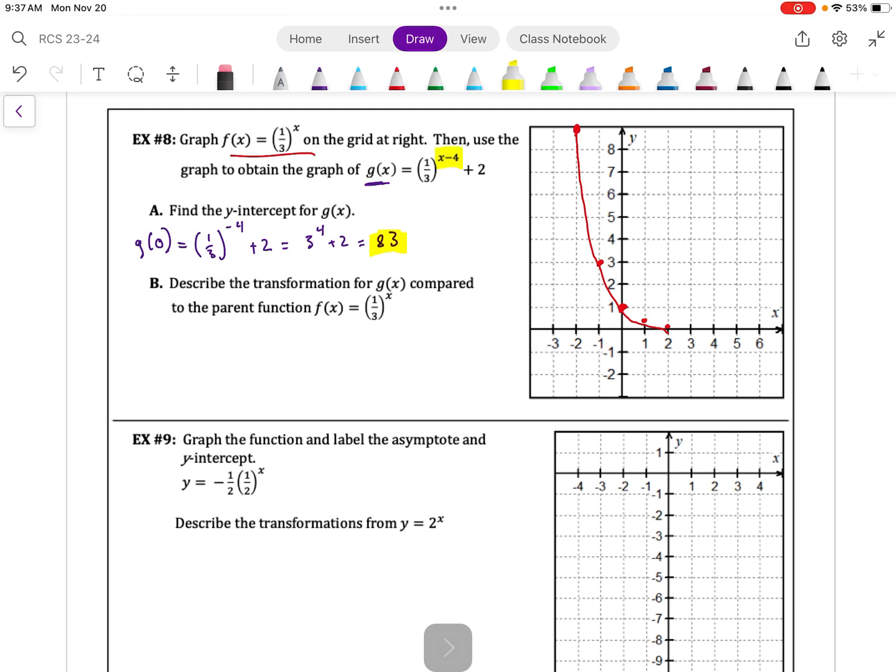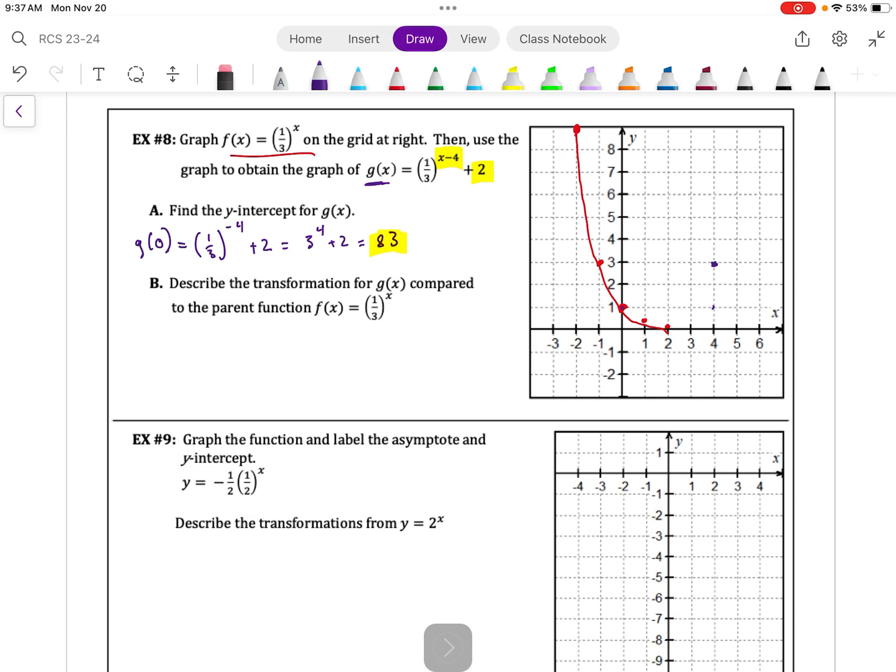So I see this x minus 4 and this plus 2. So what I'm going to do to graph this g of x is I'm going to take this 1 point and I'm going to scoot it over 4 and I'm going to scoot it up 2. And I'm going to do that with all my points.